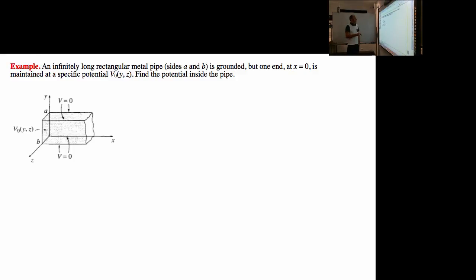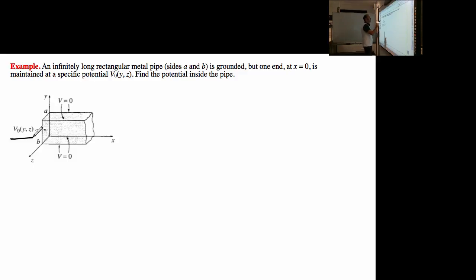Okay, so we're going to do an example, and we're going to apply separation of variables in Cartesian coordinates. Here the example is going to be of an infinitely long rectangular metal pipe of sides a and b, which is grounded. But at one end, which is at x equals 0, there is some potential, and the potential is V naught and depends on y and z. Now what we want to do is find the potential inside the pipe.